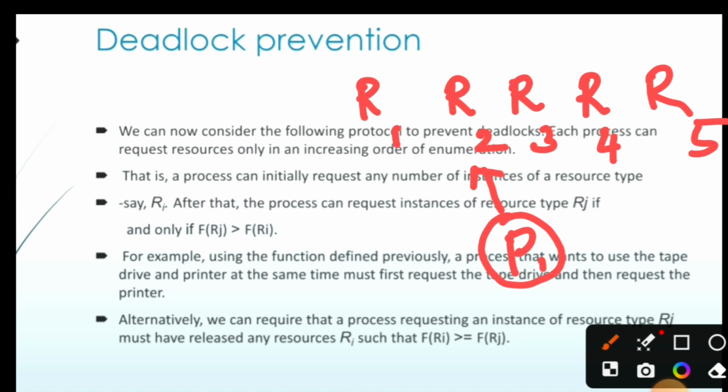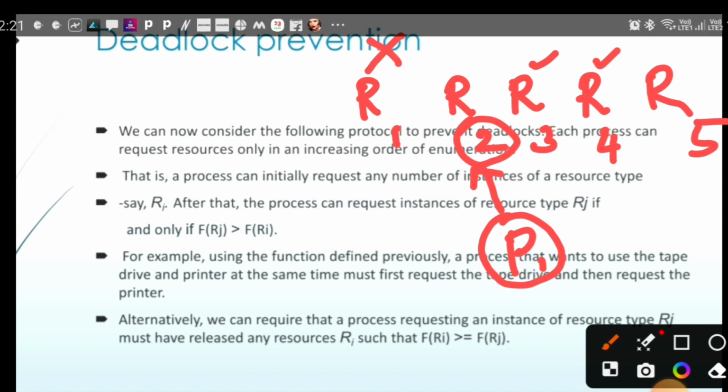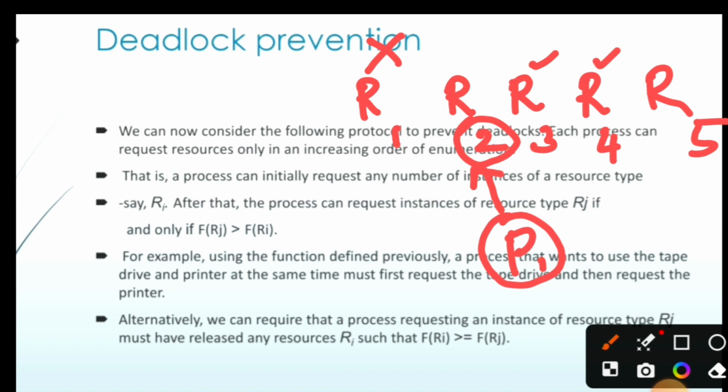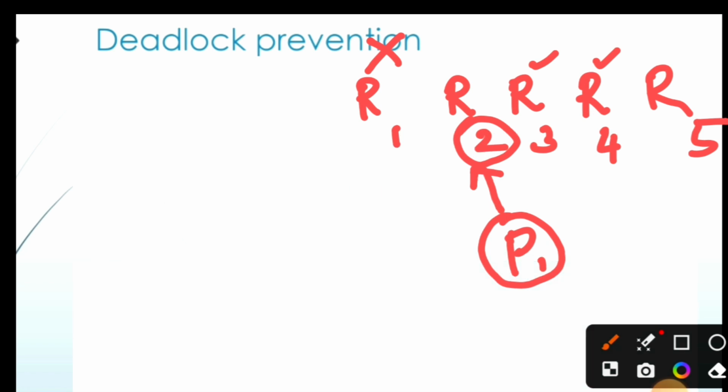That means it requests R2. So the next resource that is requested should have a higher number than R2. That means it should be either R3 or R4. It cannot request a resource that has a lower number. That means it cannot request R1. So that is an example.